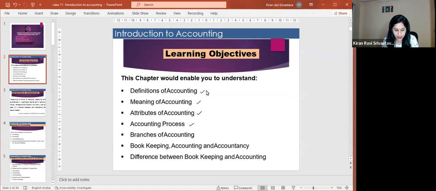So today we will be covering branches of accounting, what is bookkeeping, the difference between bookkeeping, accounting and accountancy, and the difference between bookkeeping and accounting. So these three today I'll be covering. I'll just give a brief revision of the other three.